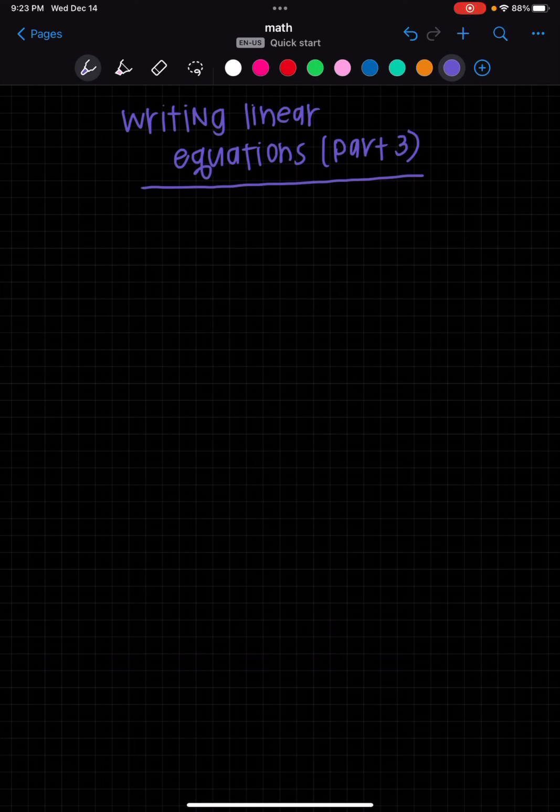So there are three formulas that we need to know. The first formula is the slope formula, which we've already learned, but that is m equals y2 minus y1 over x2 minus x1. And then we also need to know the point slope form, which we learned in the last video, which is y minus y1 equals m times x minus x1.